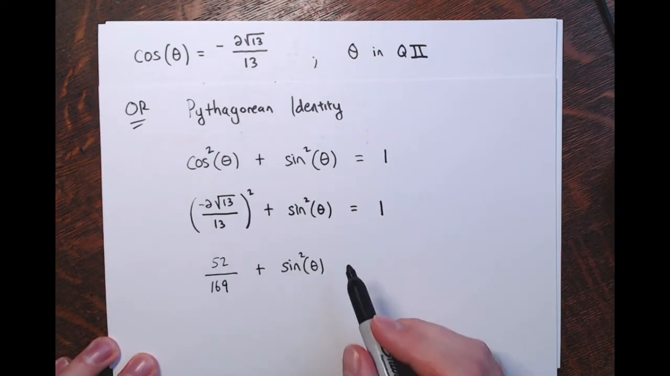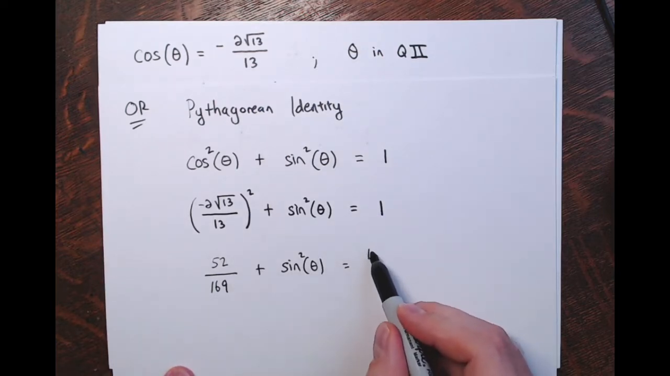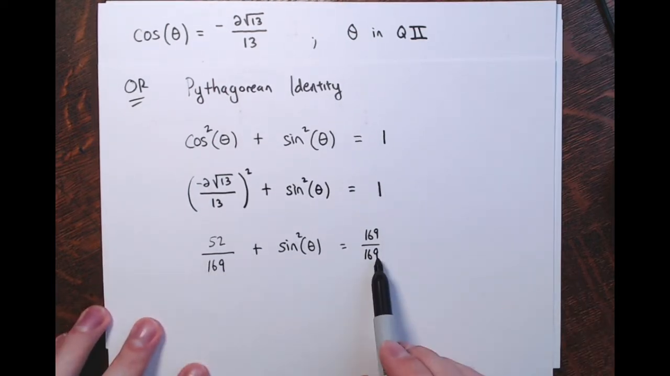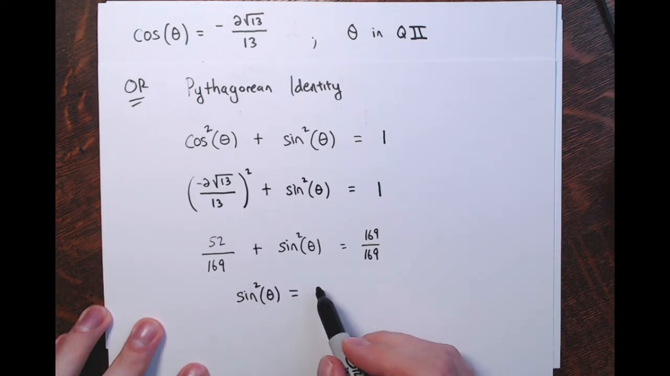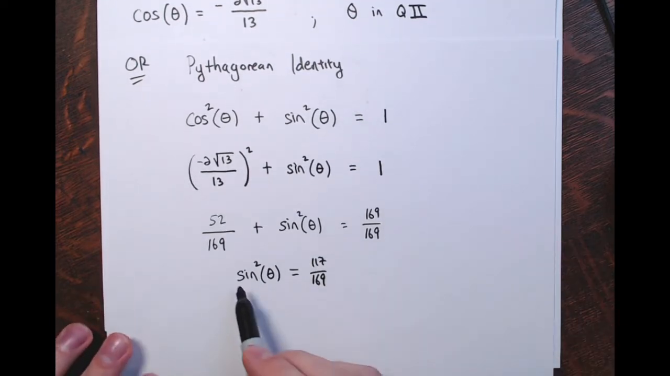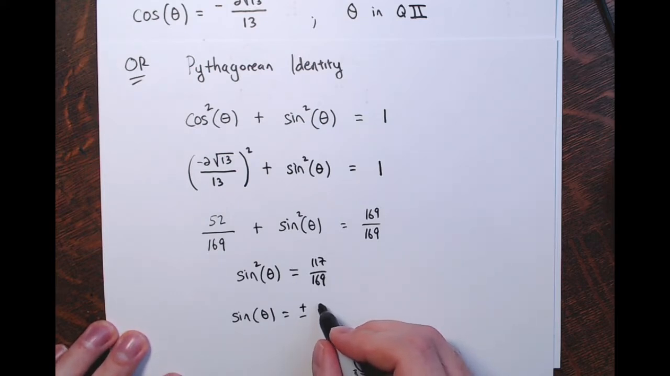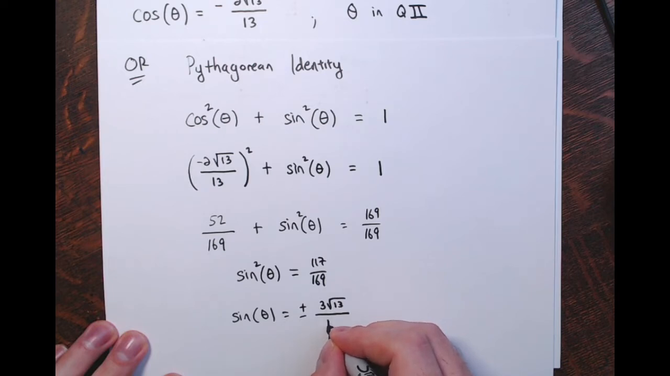Sine theta squared equals, and then just to get them to have the same common denominator, 1 is 169 over 169. Then I would subtract 52 169ths, and we get the sine of theta squared would be equal to 117 169ths. And then I take the square root, meaning the sine of theta would be equal to positive or negative. Now you got to pick. I'll show you. The square root of 117, which we saw earlier, was 3 times the square root of 13. That's the square root of 117. Divided by 169, the square root of that is 13.